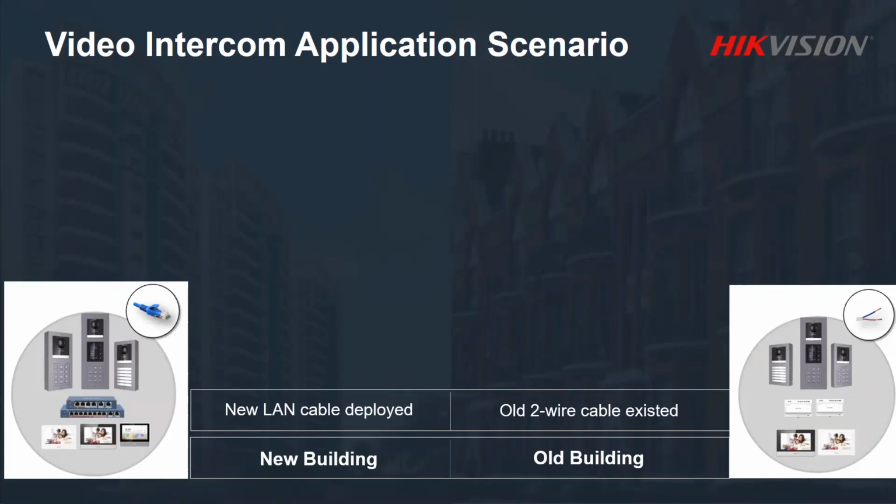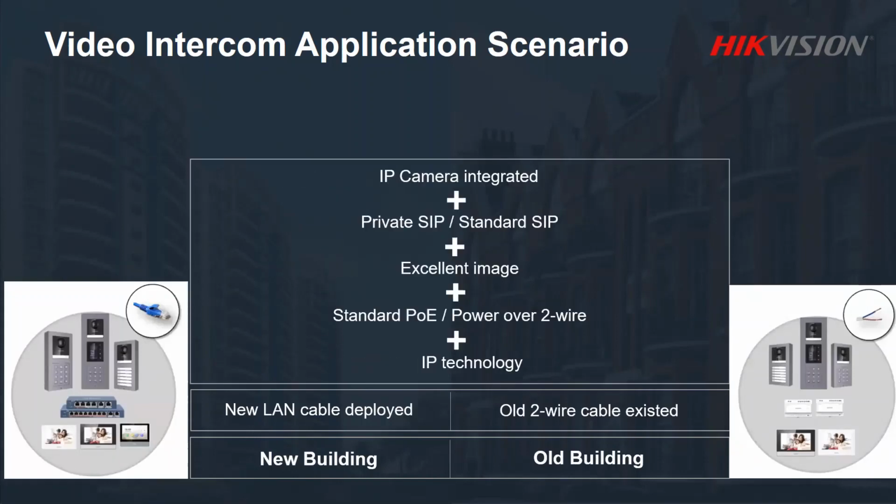Even though the cabling is different, those two systems, the IP system and the two-wire IP system, share the same functions and the same features, including that you can have the IP cameras viewed on the indoor station, on both the IP system and the two-wire IP system.